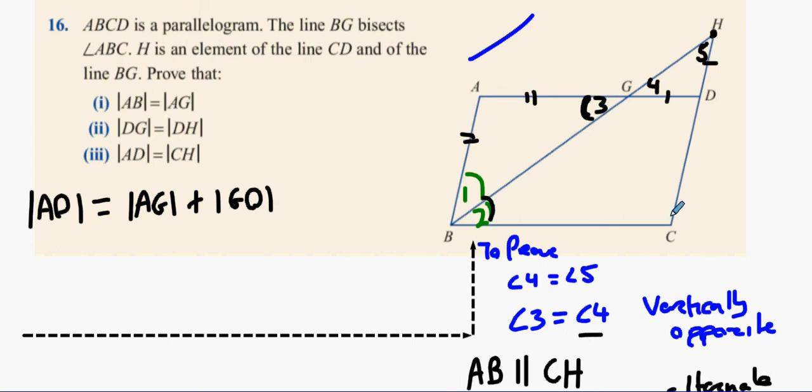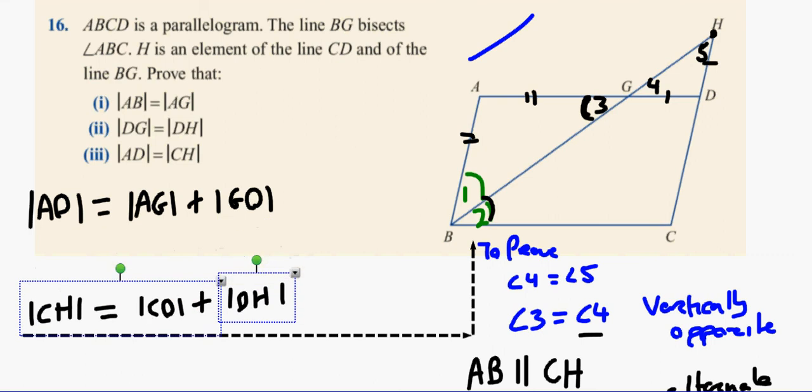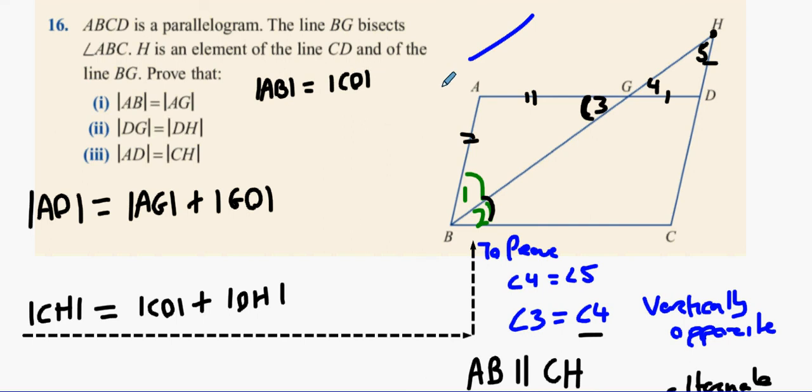C to H is the same thing as C to D plus D to H. Okay, now what we can say about AD is that we can also say that AB equals CD because they're opposite sides of a parallelogram.